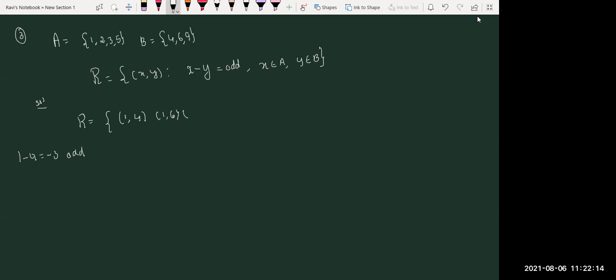Two even numbers also are not possible. That's why 2 comma 4 is not possible, 2 comma 6 also not possible. Only 2 comma 9 is possible. 3 comma 4 is possible, 3 comma 6 is possible, 3 comma 9 is not possible. Then 5 comma 4, 5 comma 6, and 5 comma 9 is not possible. Two odd numbers also are not possible. So this is the relation; if you subtract these numbers, you get an odd number.